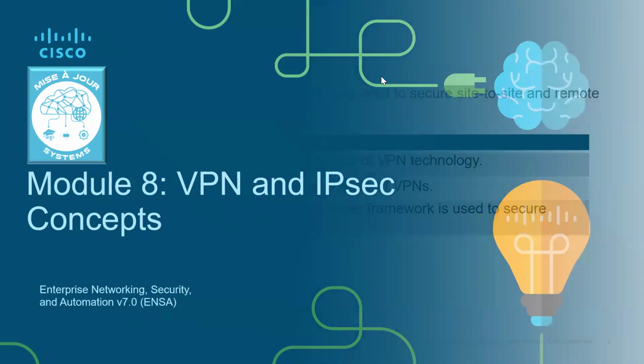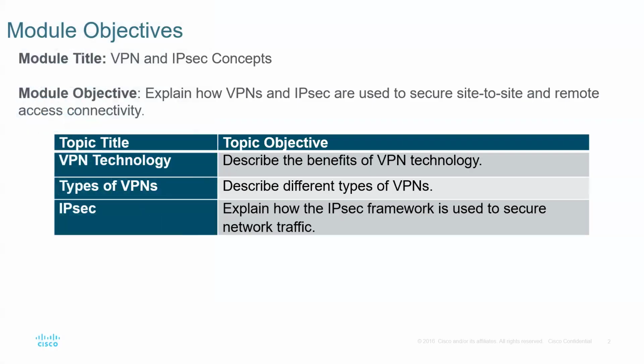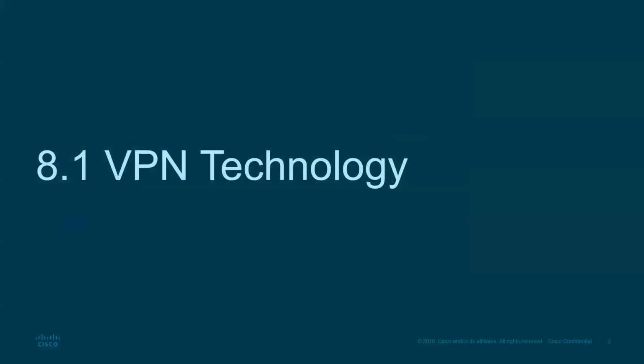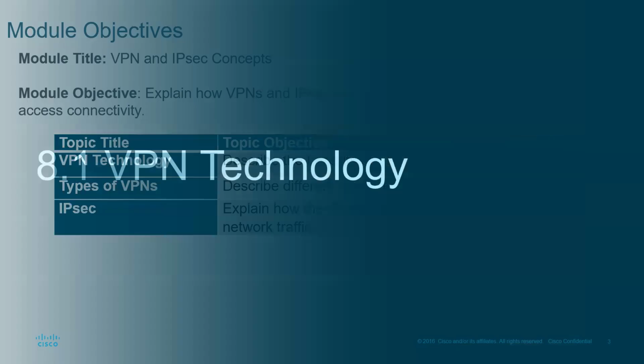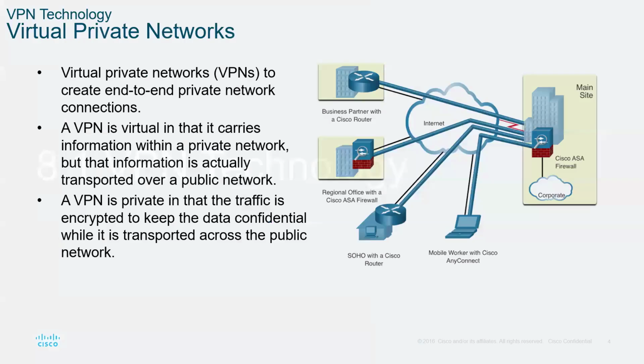So the module objectives are to explain how VPNs and IPsec are used to secure site-to-site and remote access connectivity, describe the benefits of VPN technology and the different types of VPN, then explain how the IPsec framework is used to secure network traffic. Definitions. What's a VPN?